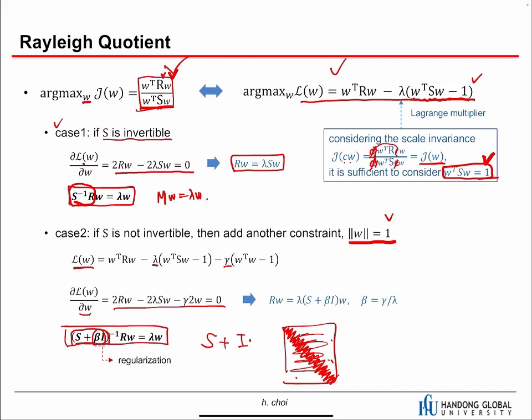So this slide is a little extra, but it shows that this one is actually a generalized eigenvalue decomposition problem, which is exactly the same as this one. And this one shows us the solution of principal component analysis.